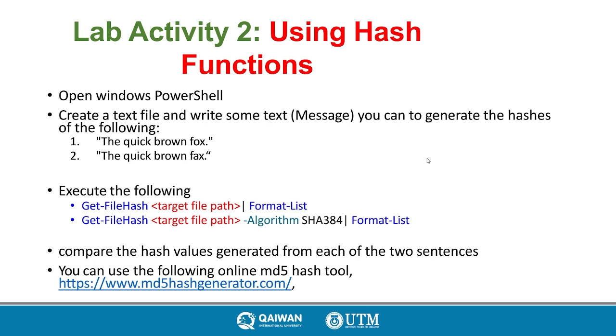First, "The quick brown fox." And the second one, "The quick brown fax." The O changed to A. Execute the following: Get-FileHash with the target file path, then Format-List, and Get-FileHash with the target file path, -Algorithm SHA384, pipe Format-List. Compare the hash values generated from each of the two sentences. You can see the following online MD5 tools. We will also have mdhashgenerator.com as an online tool.